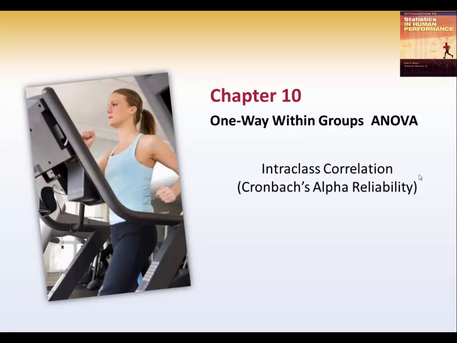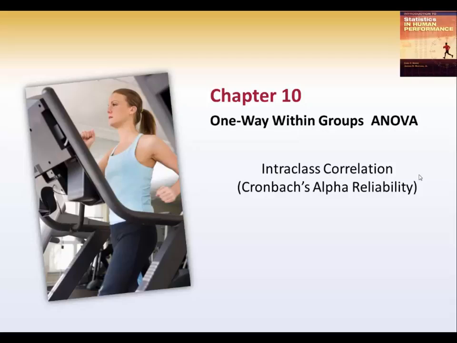Earlier in the text, we talked about reliability, and we also talked about the Pearson product moment correlation, and we suggested that it could be used as a way to measure reliability. We also indicated at that point that it wasn't entirely appropriate because it doesn't take into account differences between the means of the two groups. Now that we've learned about one way within groups ANOVA, we can actually use it for estimating reliability.